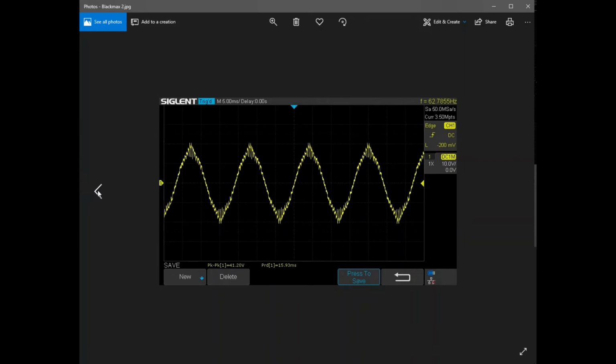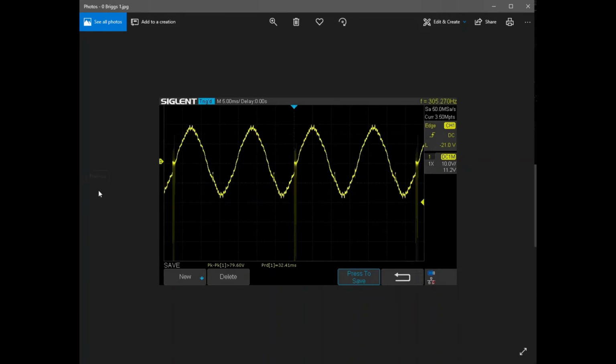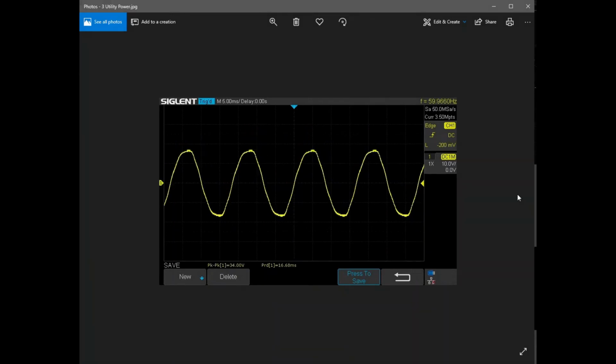The BlackMax would be my second choice. And the Briggs and Stratton, absent this defect every second revolution, would be my first choice, because this is a pretty smooth curve. Again, I don't have the equipment here to calculate total harmonic distortion. That's really the gold standard you measure this stuff by. But just visually looking at that compared to, say, utility power, you can see that there's a pretty significant difference.